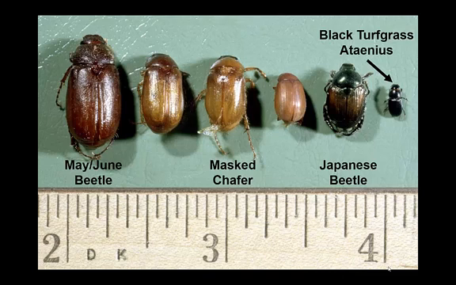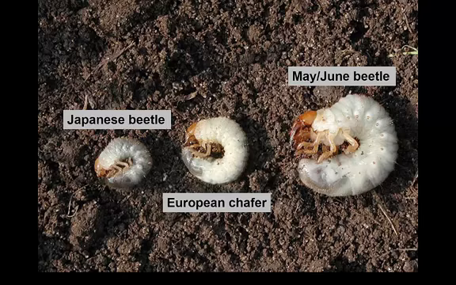The most common ones in terms of turf damage are the 4 listed here. May-June beetles in the genus Phyllophaga, the chafers, the masked chafers in the genus Cyclocephala, the Japanese beetle, and the black turfgrass Ataenius. Now again, all of these in the larval stage generally look similar. They are a white grub with that C-shape at rest, the prominent legs, and a distinctive head.